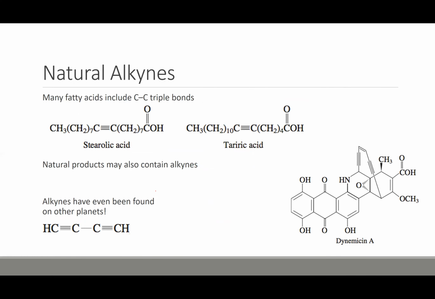There's also numerous examples of natural alkynes. For example, many fatty acids have this triple bond, such as stearolic acid, which includes a triple bond in it, and tariric acid. There's also other natural products that contain alkynes. For example, many antibiotics have them. This one in particular is interesting because it has triple bonds within a ring system. There's this really interesting ring upon rings. We've actually talked about this situation where you have multiple rings bisecting each other, but this one has triple bonds included in the ring.